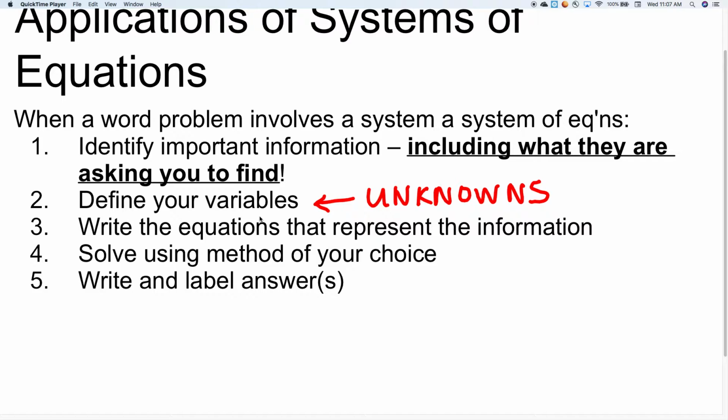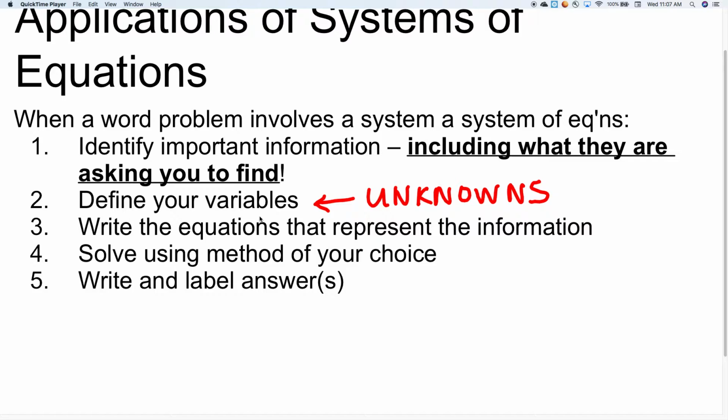Now, I went ahead and bolded and underlined the second part of number 1. So if you could mark something somehow on your papers, just to make sure you focus on what it is they're asking you to find. Number 1, so you answer the question that I'm asking, because that's the answer that I want. And number 2, it's going to help you with the second bullet point, which is defining your variables.